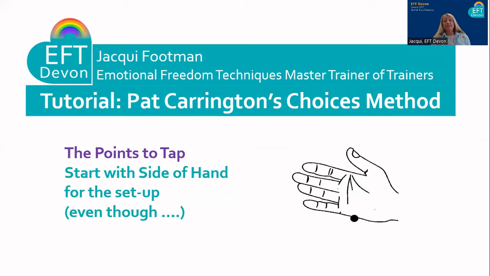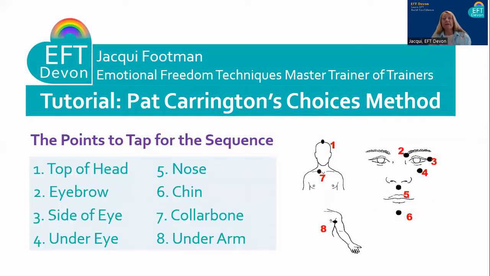So now we've got our statement and the choice. So we need to know the points. Like any tapping, you're going to have a setup statement that starts with "even though," and you're going to repeat it three times while you tap this point on the side of hand. Then you go on to the sequence, the normal tapping points. You're probably familiar with these: the top of head, eyebrow, side of eye, under eye, nose, chin, collarbone, and underarm.